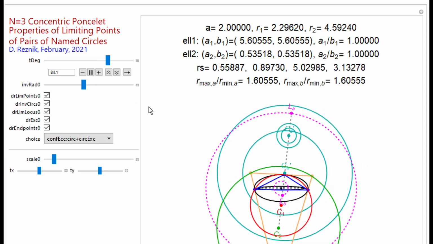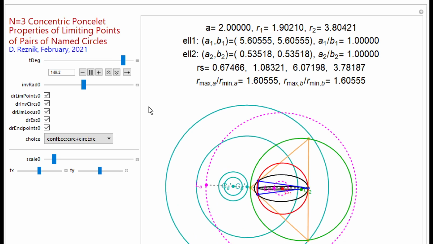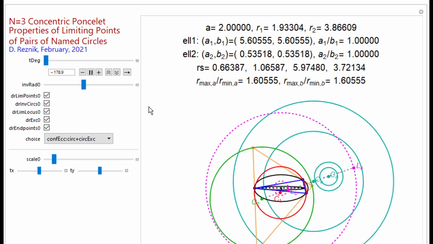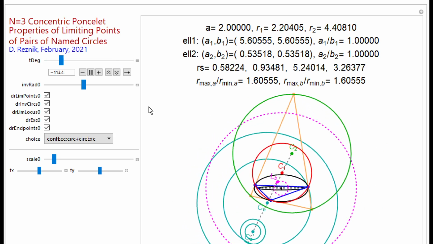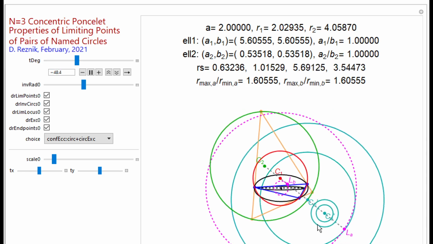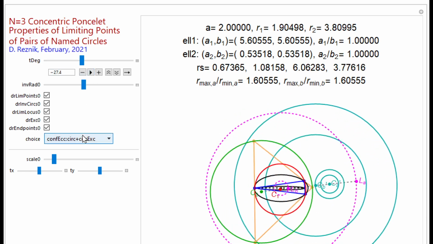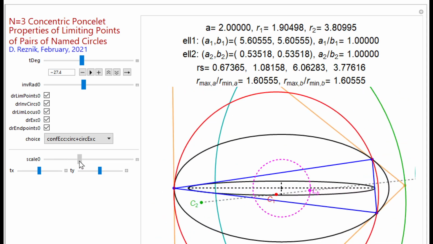It's a true gem that the locus of these limiting points of the pair circumcircle and Bevan circle are both circles. We don't understand this yet, we haven't proven this yet, but you can see here that LA and LB each are moving along a concentric circle. So here's the circle of LB.